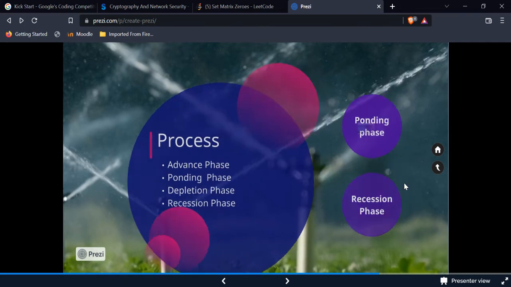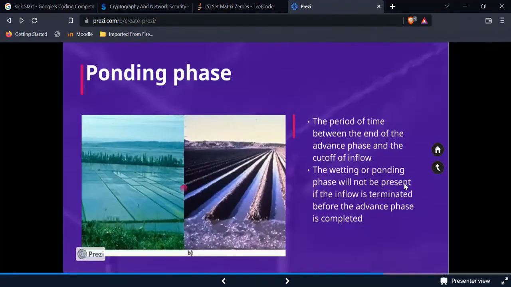And the second one is the ponding phase. The period of time between the end of the advance phase and the cutoff of inflow is known as the ponding phase or wetting phase. The term wetting phase is usually used for furrow and border, where tailwater runoff can occur, whereas ponding is the preferred term for basin irrigation. The wetting or ponding phase will not be present if the inflow is terminated before the advance phase is completed, a typical situation in borders and basins, but a rarity in furrows.